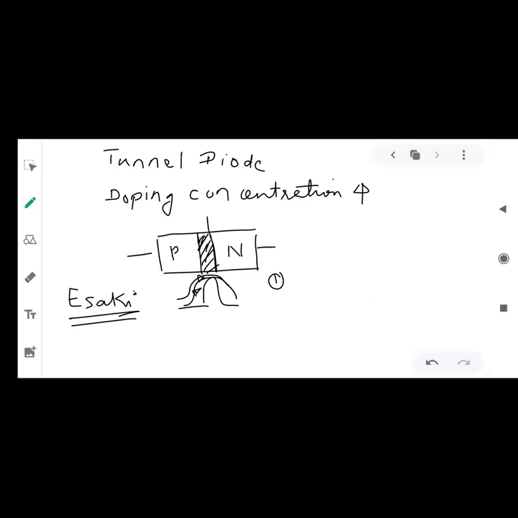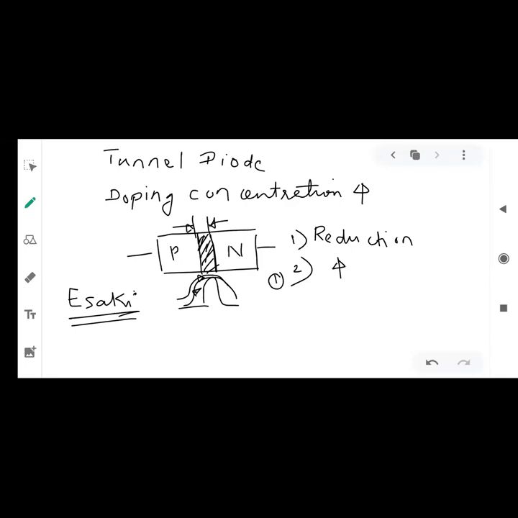So first is what? This width. The depletion width reduces. That is the first thing. Okay. Reduction in the depletion width. Second, the energy level of the electrons and holes in the P type region and N type region is going to be very high.